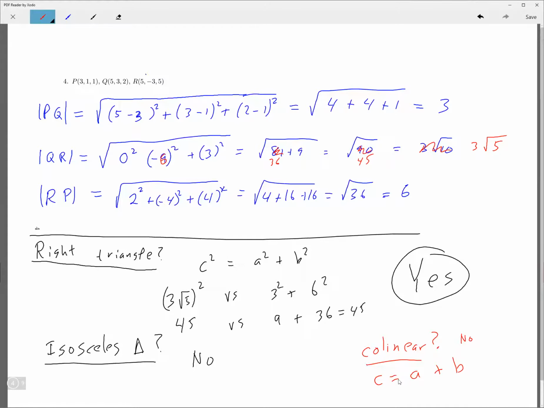So if you have three points like this that are on the same line, then these two distances here are going to add up to the long distance, right? So this long distance all the way is going to be the sum of these two. Whereas if they're not on the same line, so they're on a triangle, then the sum of any two sides is going to be greater than the third side. Of course they're not collinear. They can't be. It's a right triangle anyway.